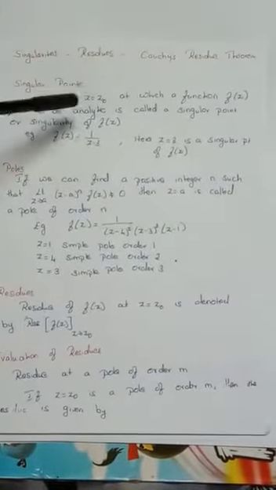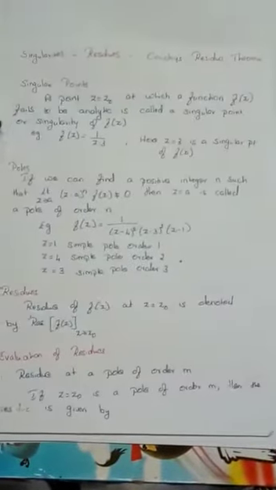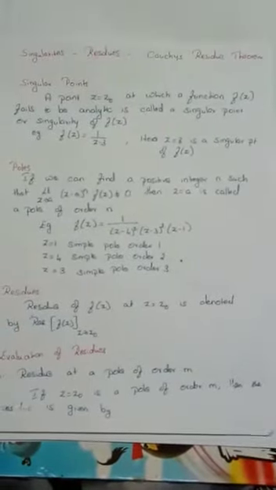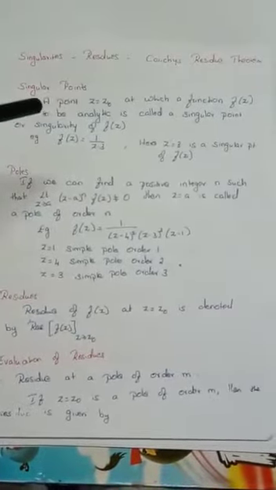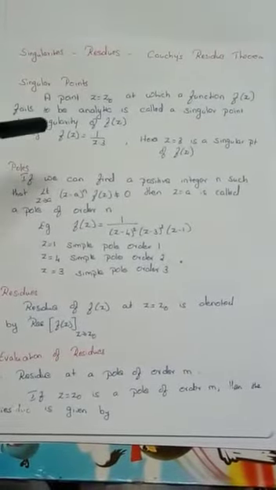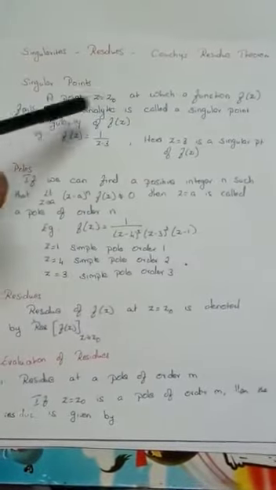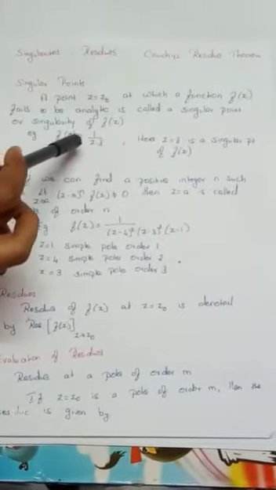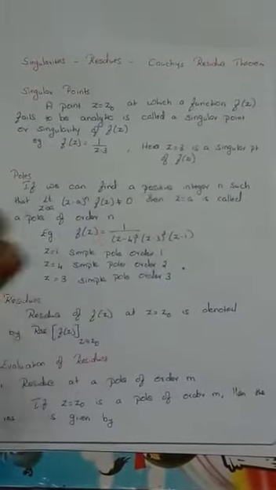A point z is equal to z0 at which a function f of z fails to be analytic is called a singular point. We know what is an analytic function. An analytic function is one where, at a point, its derivative exists, then you call it analytic. Here, when it fails to be analytic, you call it a singular point. For example, f of z is equal to 1 by z minus 3. Here, z is equal to 3 becomes your singular point.